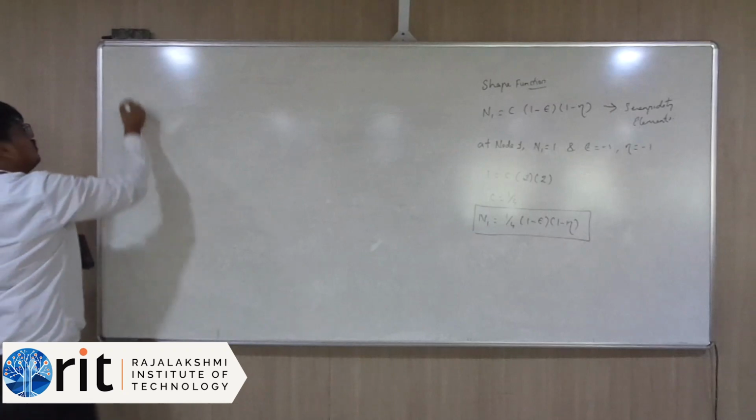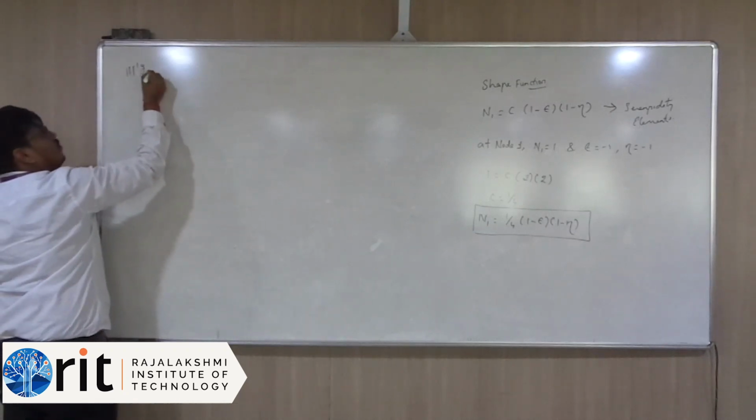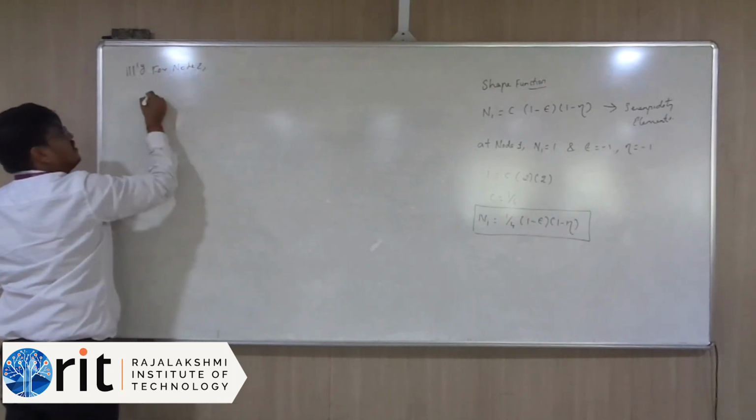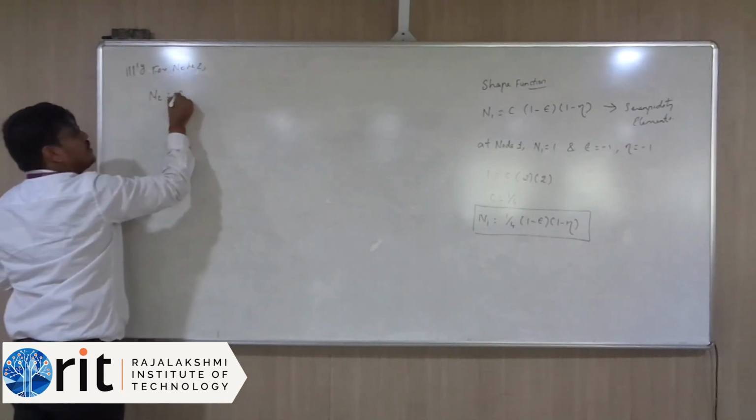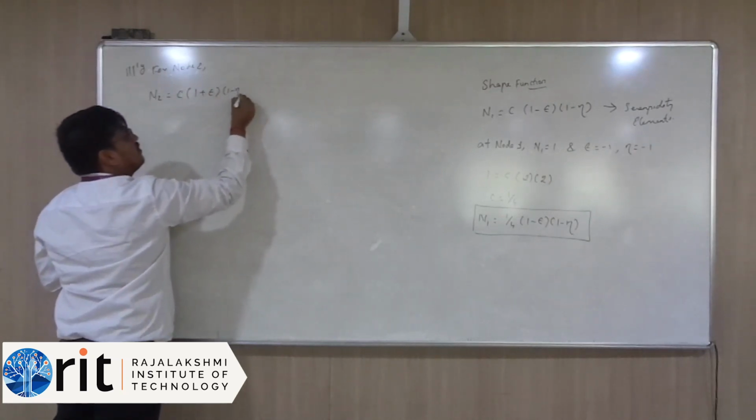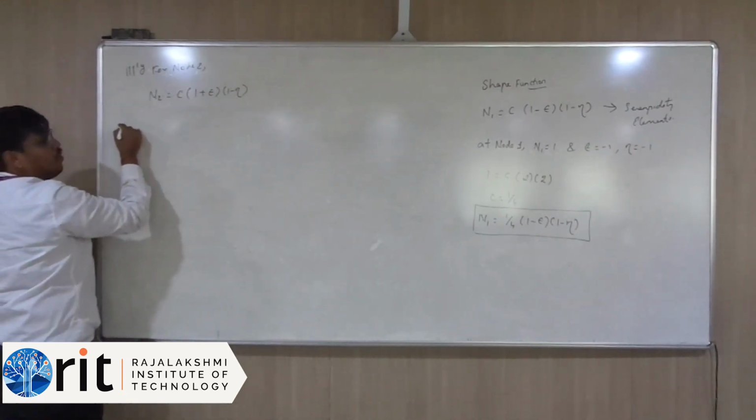Similarly, for node 2, I am going to note as plus epsilon 1 minus eta. Then I am going to substitute the boundary condition.